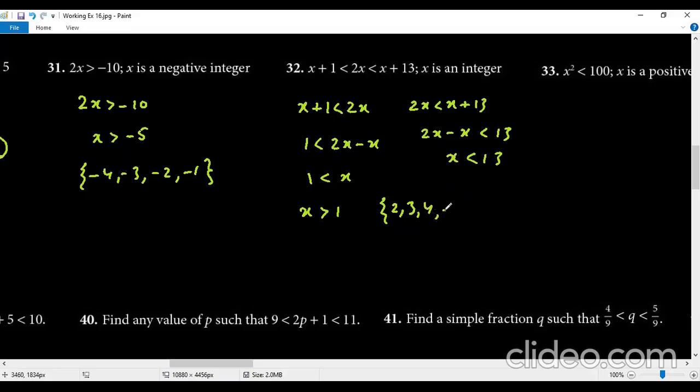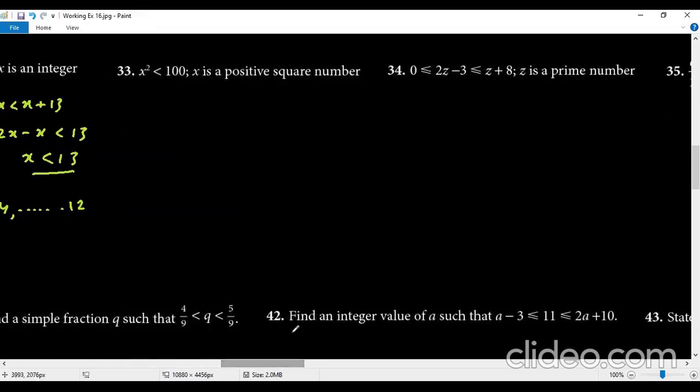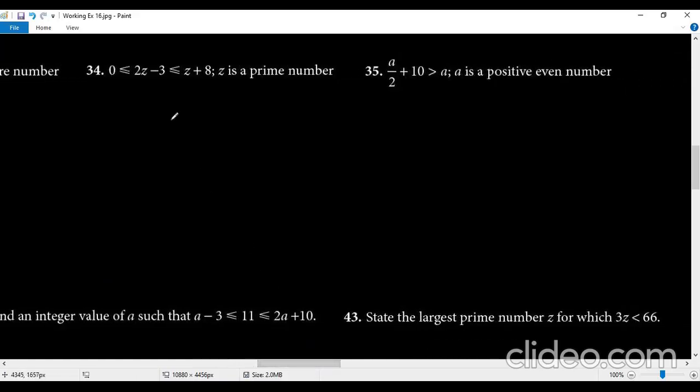So the numbers are going to be 2, 3, 4 onwards, all the numbers till 12, because the condition given is less than 13. Moving on to question number 33, x square is less than 10. That means all positive square numbers. So positive square numbers are going to be 1, 4, and 9 straight away, because the square of 10 is 100. So 1, 4, and 9 is going to be your final answer.